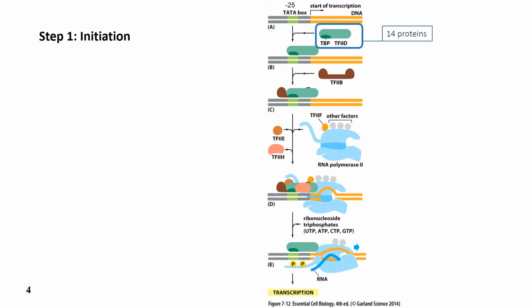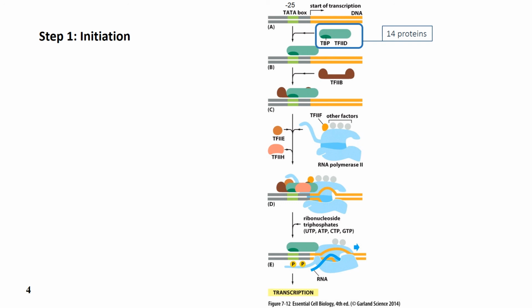Nomenclature: TF stands for transcription factor. The Roman numeral 2 refers to the fact that we're talking about polymerase II, which is responsible for transcribing mRNAs, for example. And D is a letter that simply denotes the order in which this particular transcription factor happened to be identified. TF2D contains the TATA binding protein that will bind to the TATA box of the promoter sequence.